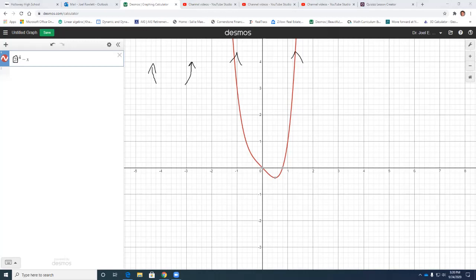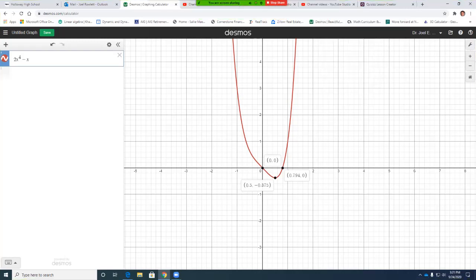And just as a sort of review, we have x-intercepts at x is 0 and 0.794. Those would be the x-intercepts. And we have a minimum value at x is 1/2.